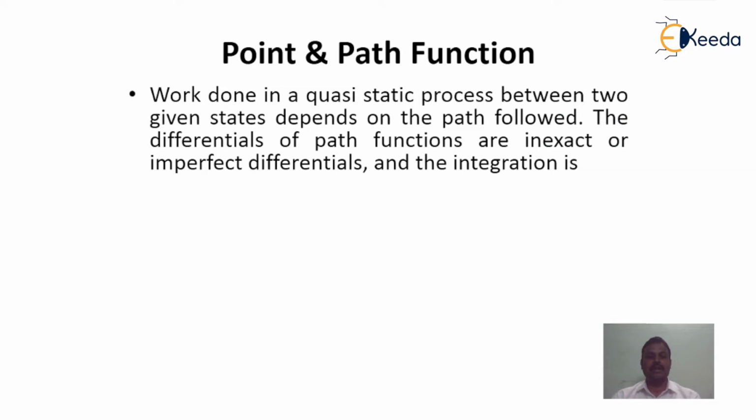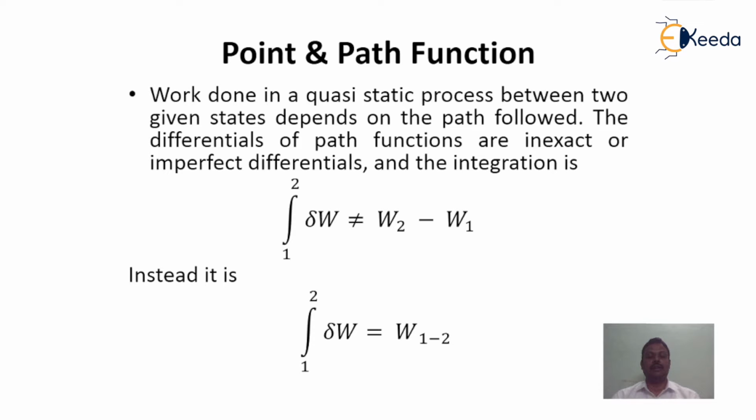But whereas work done in a quasi-static process depends on the path that is followed, and they are inexact and imperfect differentials. So the integration from 1 to 2 of δW is not equal to W2 minus W1. Instead, the integration from 1 to 2 of δW is equal to W1-2.